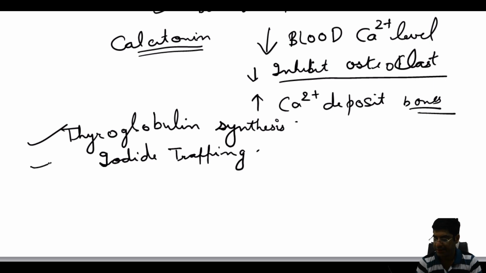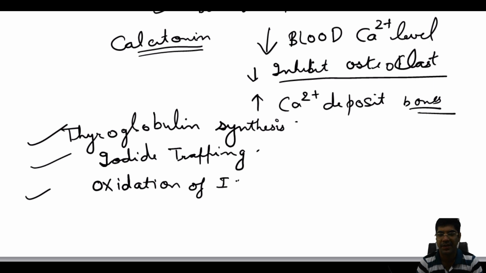The second step is iodide trapping. The iodide ions are transported from the bloodstream into the follicular cells against the electrochemical gradient. That is the process we call iodide trapping. The transport of iodide occurs via the sodium iodide symport pump. The third step is transport of iodide into the follicular cells. The oxidized iodide is then transported into the follicular cells, ready to be incorporated into thyroglobulin.